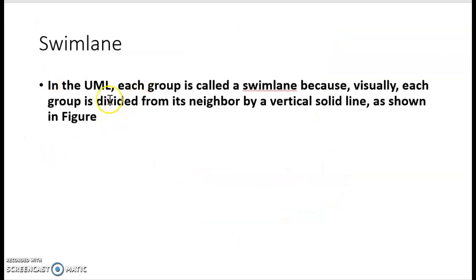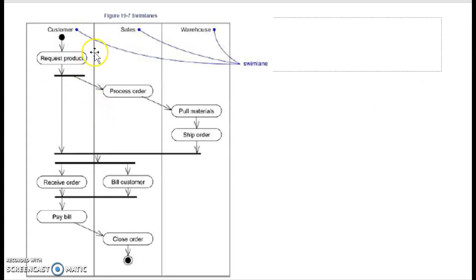Now there is one more concept in UML, which is called a swim lane. In a swim lane, each group is divided from its neighbor by a vertical solid line, which is shown in the figure like this. So this is an activity diagram with swim lanes. Customer, sales and warehouse are the objects. Now these are the action states, and the sequence is being shown to you. Now there is a fork over here from the request product. Swim lanes show the grouping by dividing these particular objects with vertical lines. So this is the way.